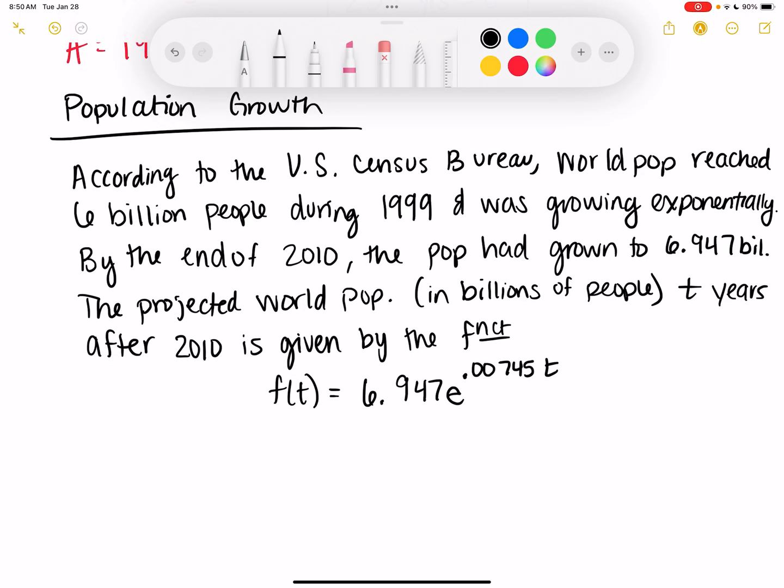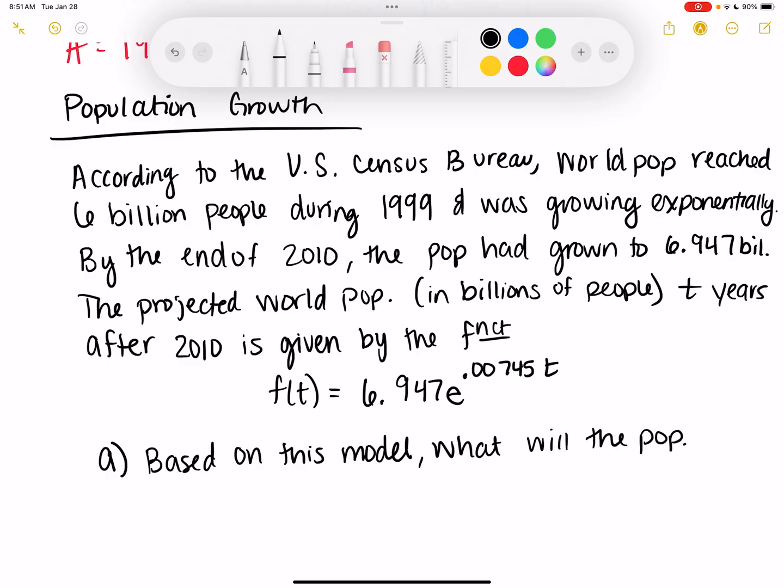So this question is done in two parts. A, based on this model, what will the population be in 2025? This is interesting.